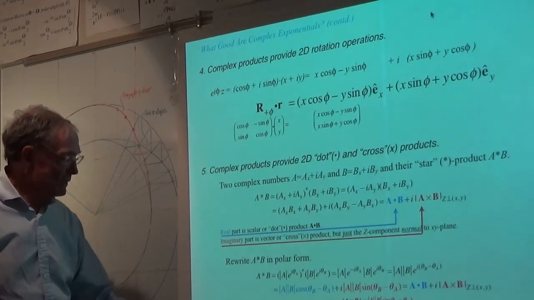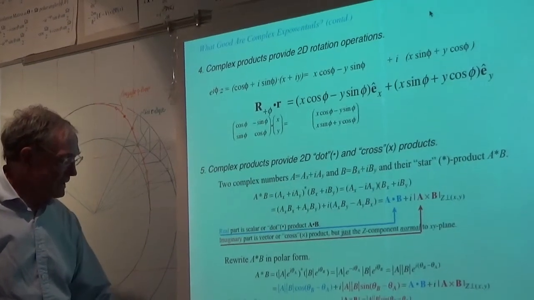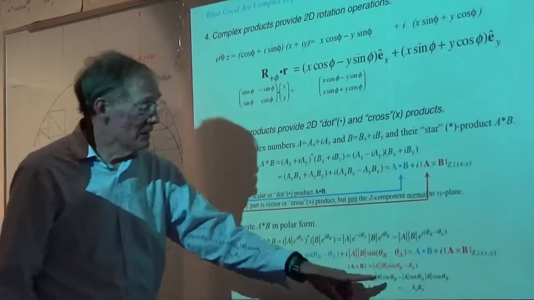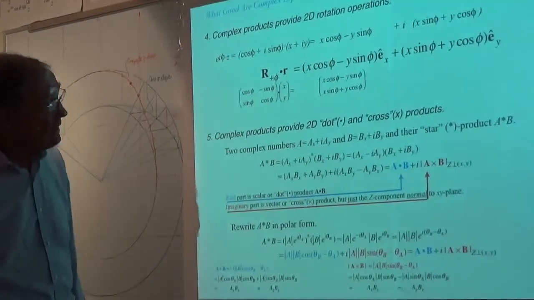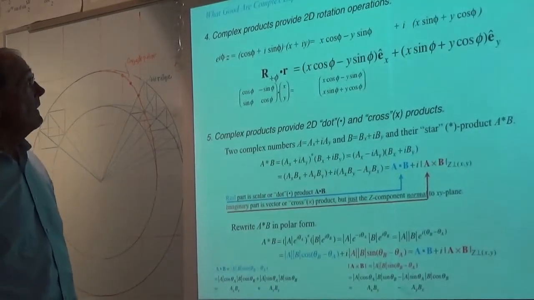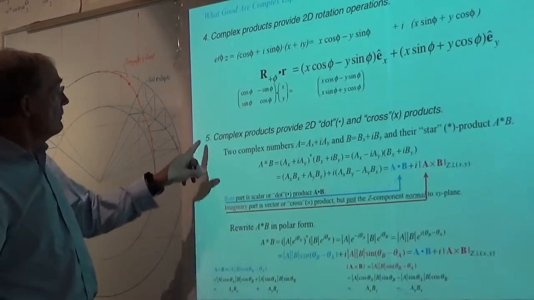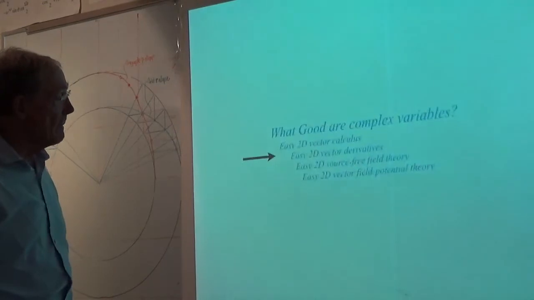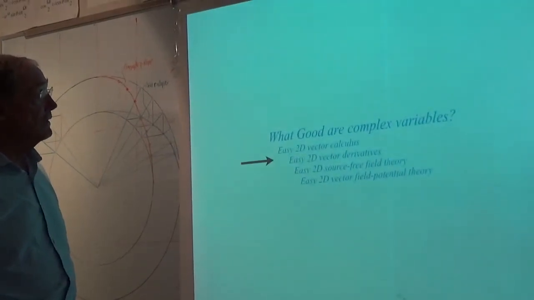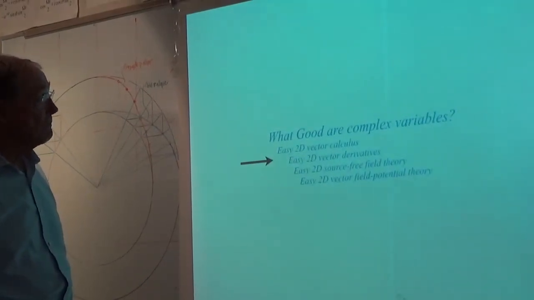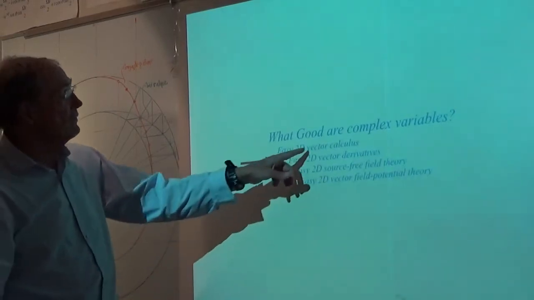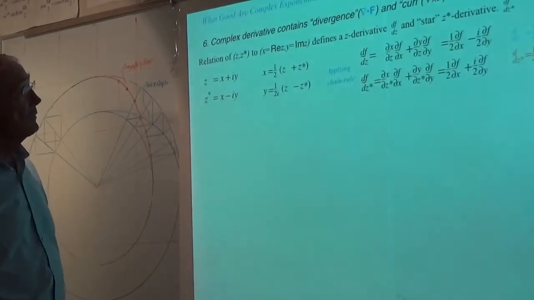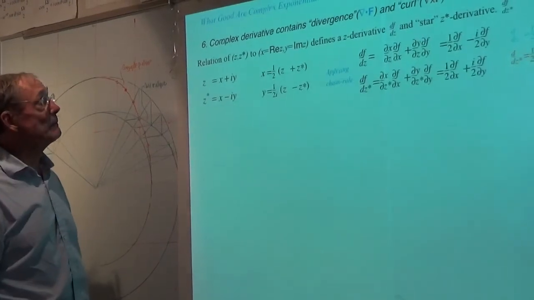So one of the things to do is go ahead and write the Cartesian function back, just to get back to this point and check it. Okay? So far we're at stage 5 of answering what good are complex exponentials. What we'd like to do is do some calculus. So I call it easy 2D vector calculus, in particular vector derivatives, which will be part of this story.